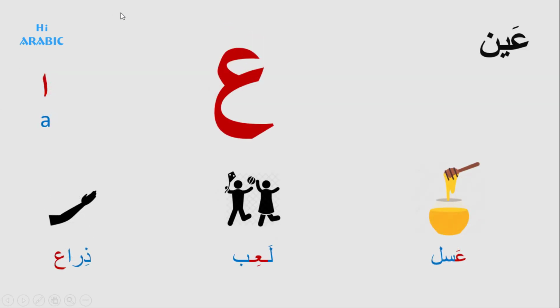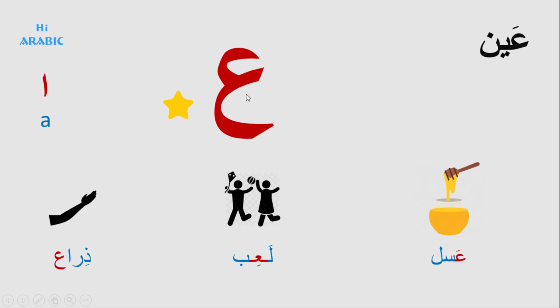We have the letter Ayn. This is a little bit easier than others. Ayn. And it's making the sound ah, ah. And the confusing sound is a, a. Okay. So we have ah, a, ah, a. Now I will read the examples. Asal, asal. Laib, laib.